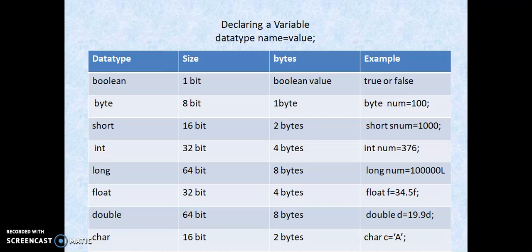Similarly short is 16 bit, that indicates it is of 2 bytes. Int is of 32 bit and it is represented by 4 bytes, for example int num stores 376. Long is of 64 bit and 8 bytes. Float is of 32 bit and it is of 4 bytes. Double is of 64 bit, it is of 8 bytes, and character is of 16 bit and it is of 2 bytes. The declaration for character should be in single quotes.